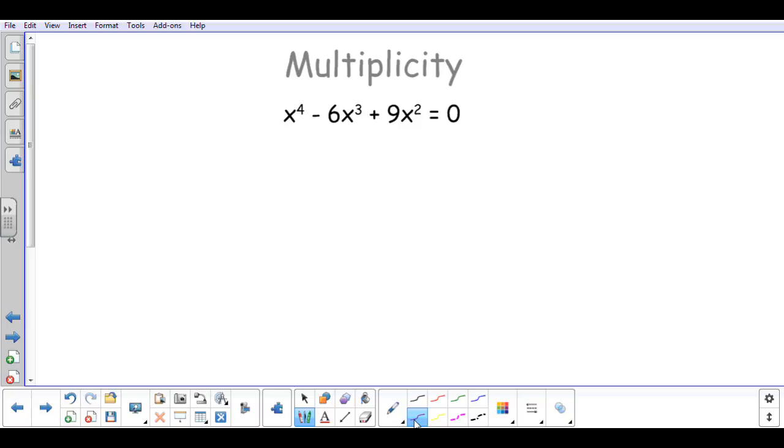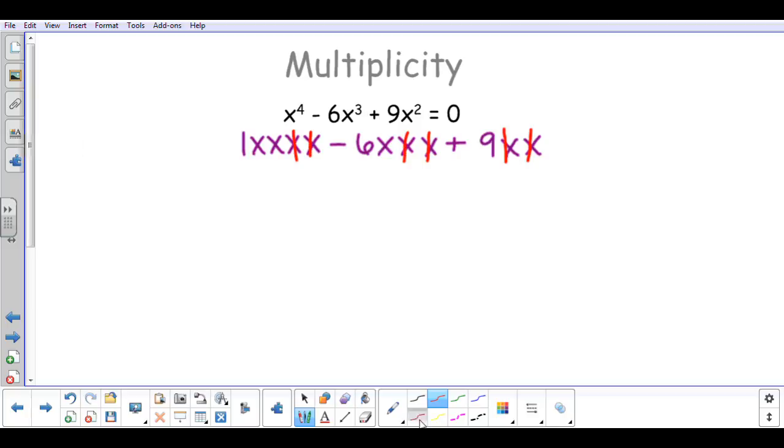So here I have x to the 4th minus 6x to the 3rd plus 9x squared. Since it has 3 terms and the exponents are in descending order, I'm going to pull out what all 3 terms have in common. My first term has a 1 and 4 x's. My second term has a negative 6 and 3 x's. And my last term has a positive 9 and 2 x's.